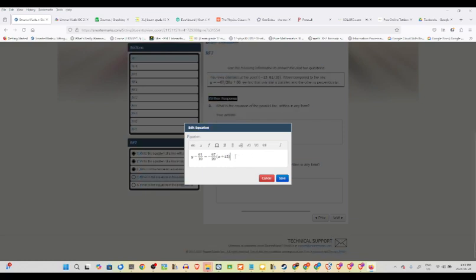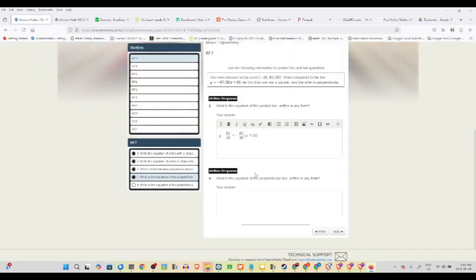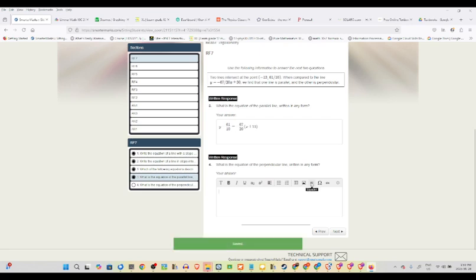Okay, I was trying to highlight and copy inside the box. But there is our parallel line. Our perpendicular line will pass through the same point. It'll just do it with a negative reciprocal of the slope.